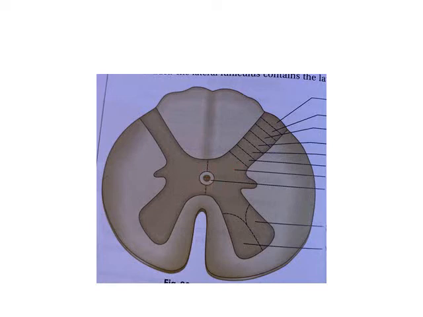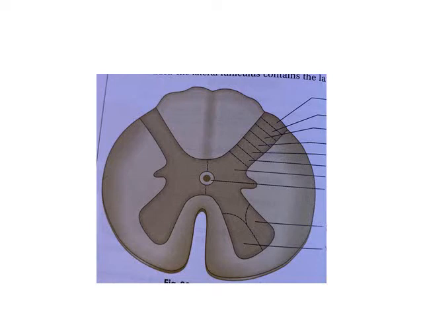It is divided into anterior, lateral and posterior horns. And Rexed divided the grey matter into 10 layers or laminae according to histological pattern.